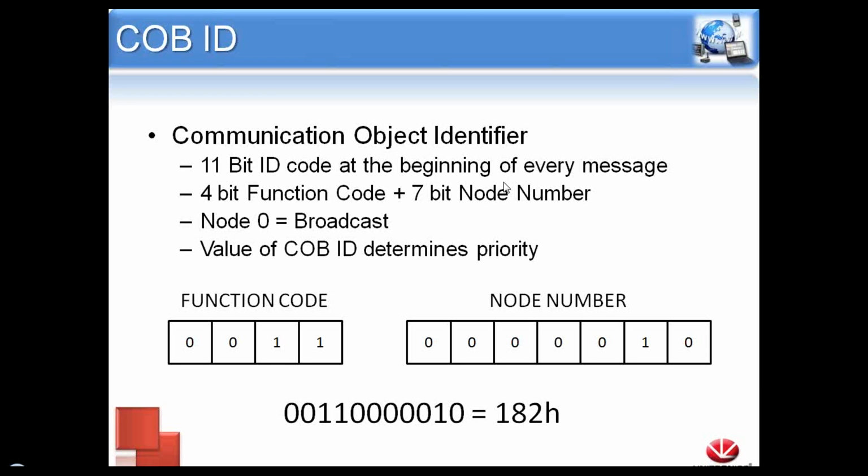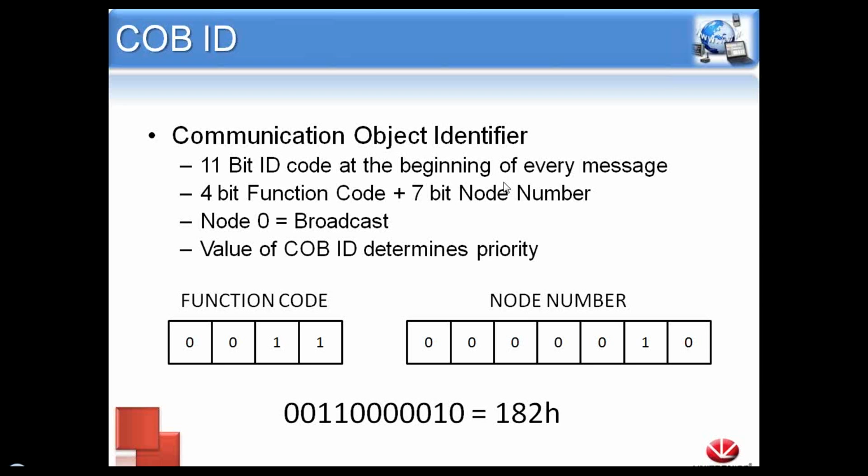On node number 2 would be 182 hex. Just by adding the two together and converting from binary to hex, I get 182. If you put in node 0 as your node number, it will be a broadcast, meaning it will go to every device on the CAN bus network.